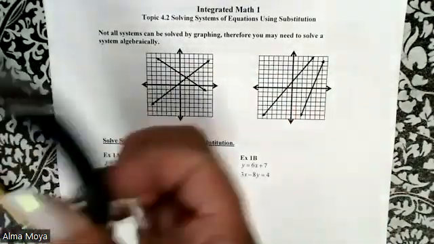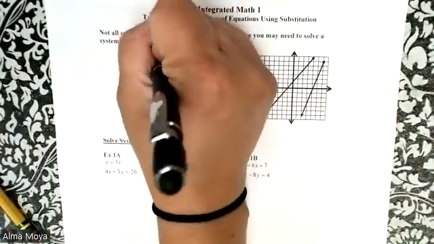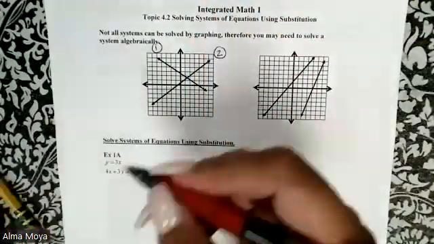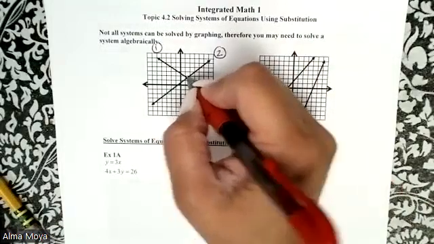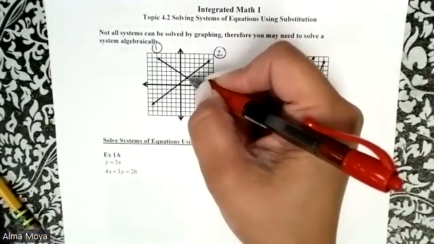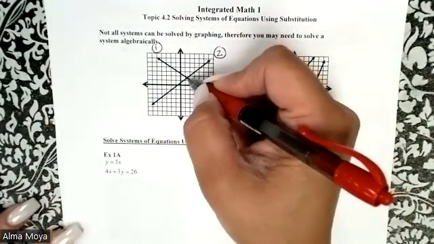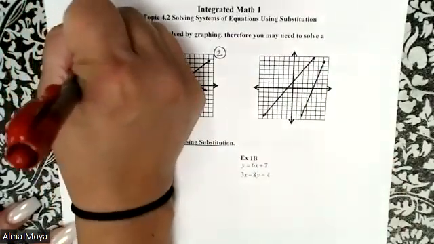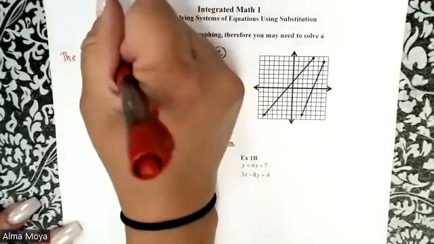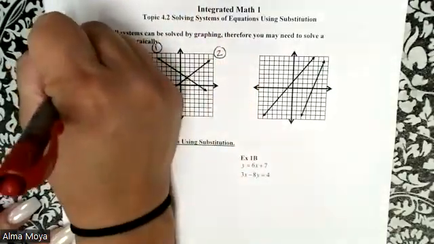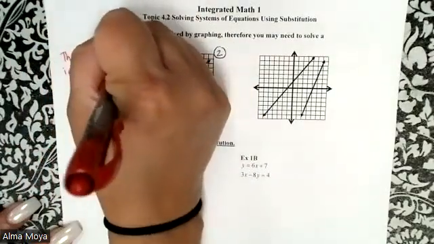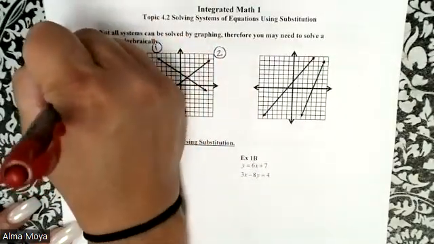Let's say this was equation 1 and this one was equation 2. As you can see, the point of intersection is not an exact coordinate. So from the graph, I cannot tell what the intersection is. So the point of intersection may be a decimal.